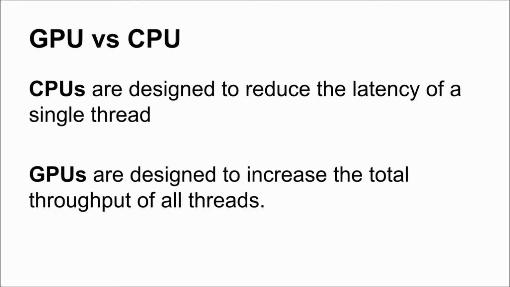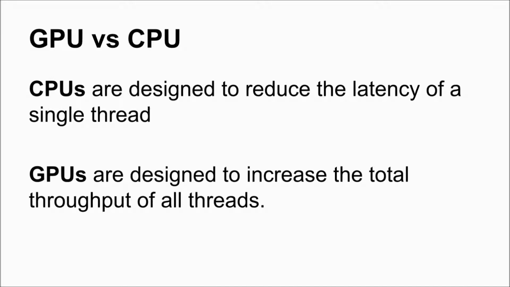While CPUs will have 4 to 16 cores on a high-end server, GPUs will have orders of magnitude higher at 2,000, 3,000, potentially even 6,000 cores in a single GPU. Again, back to their use case, since GPUs are designed to increase the throughput of all threads, just having more cores available to do work enables them to increase the throughput of all the threads.